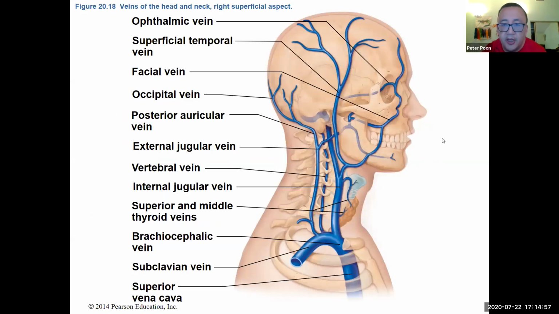So here you can see this is the external jugular. This is the internal jugular. I'm sure you guys have heard the term going for the jugular. It's what lions do actually. They're trying to sever this thing right here.